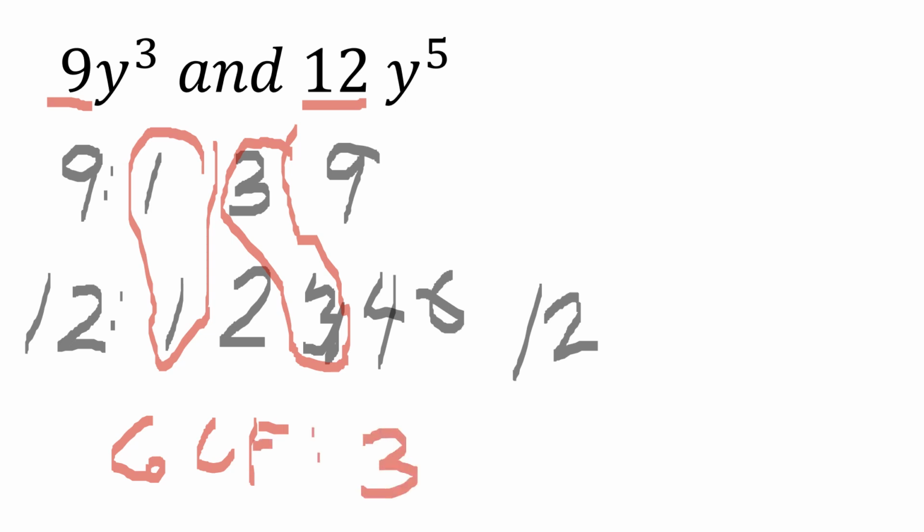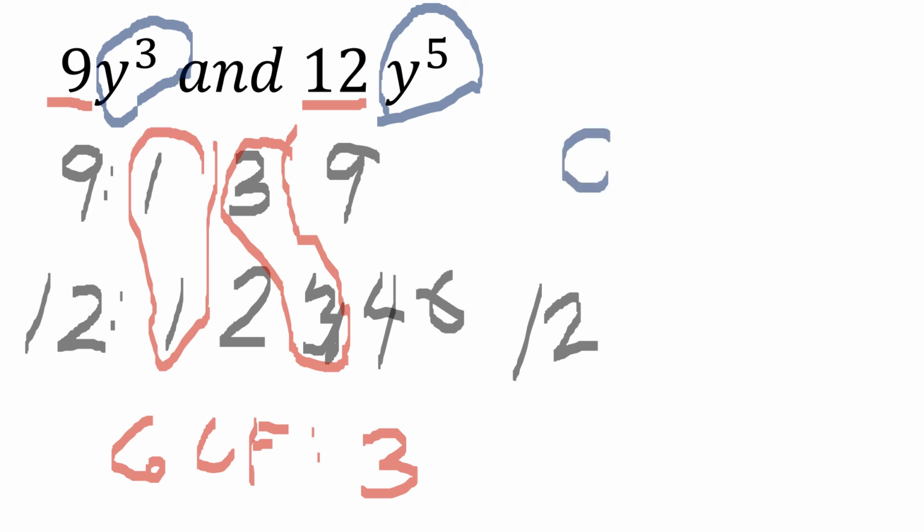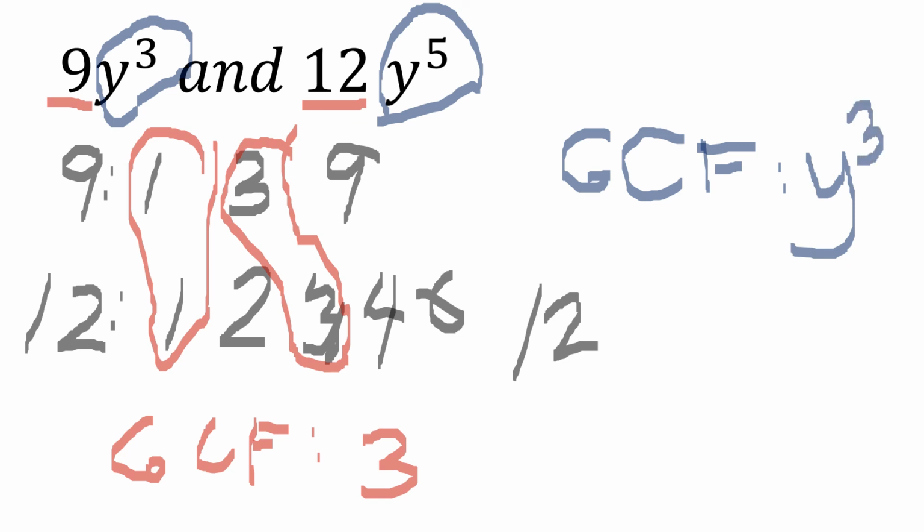How about with the literal coefficients? So if you will notice, if we have the same base, our GCF will be the one with the smallest exponent. So that will be y cubed. In this case, for this expression, we'll have the GCF of 3y cubed.